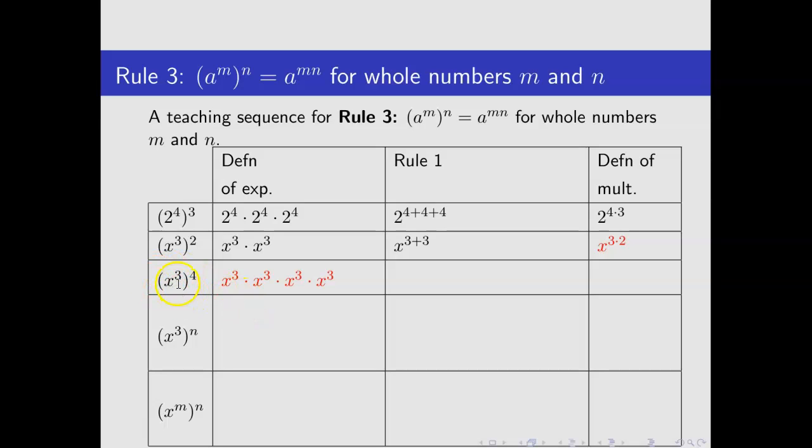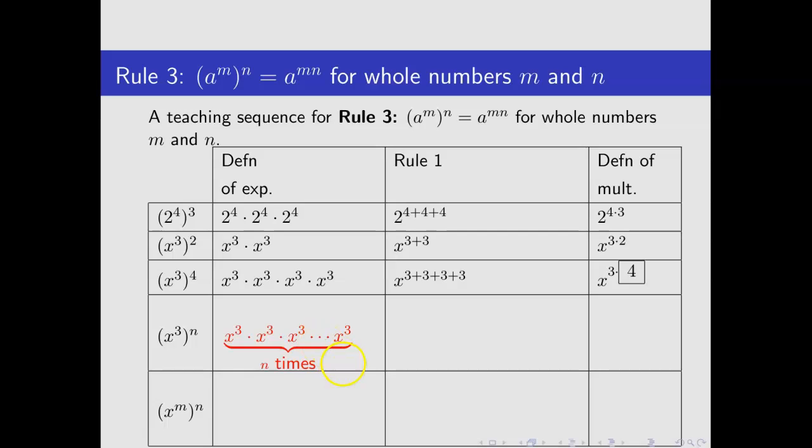In our next line, we have x to the 3rd raised to the 4th power. So using the definition of the exponent, it's going to give us x to the 3rd times x to the 3rd times x to the 3rd times x to the 3rd. From rule 1, we can convert that to x to the 3 plus 3 plus 3 plus 3. And then from our definition of multiplication, that gives us x to the 3 times 4.